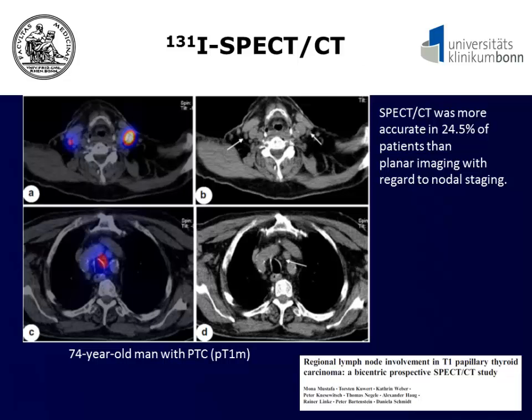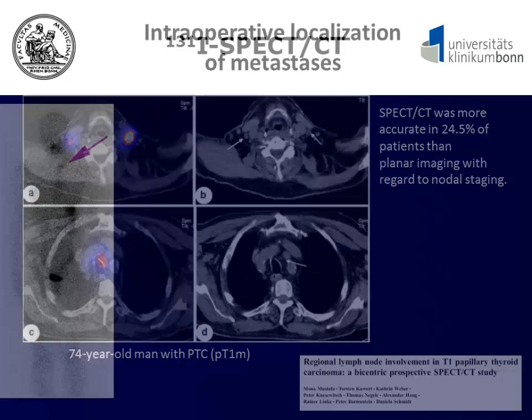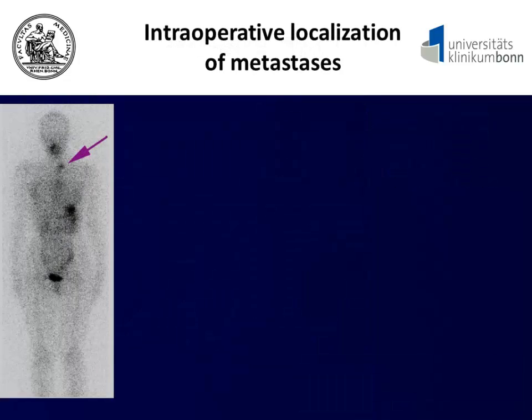Here is one example from this study: SPECT CT after iodine ablation in a 70-year-old patient with a pT1 m tumor. It means multifocal tumors, and they showed here at least 3 lymph node metastases.